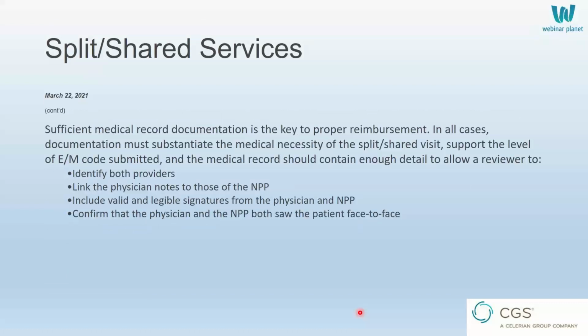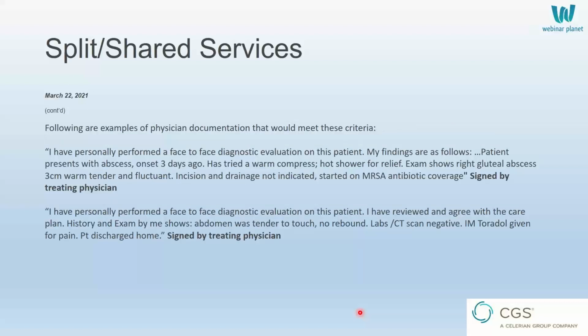Tells us that sufficient medical record documentation is the proper key. We have to have medical necessity, and we have to have information on both providers, linking the note to the other note, if they're not already physically linked, if you will, and then confirming who saw the patient face-to-face, who didn't. And then it says, here's some examples.